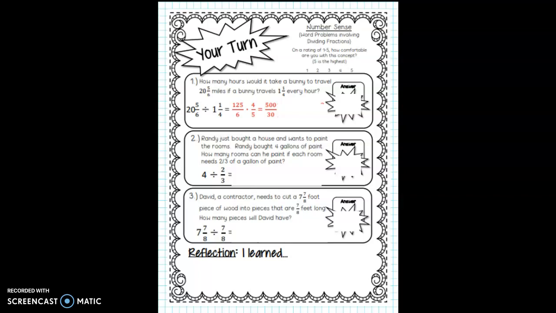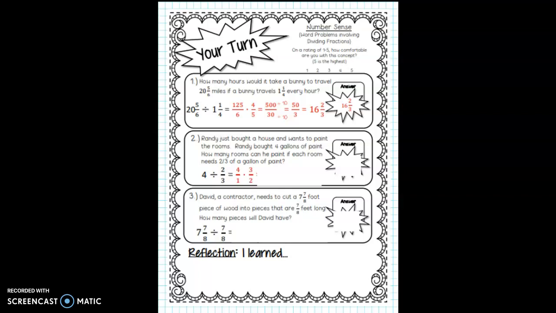I can right off the bat see I can cancel out the 2 zeros on the ends because it's divisible by 10. This gives me 50 over 3. How many 3's can I get out of 50? I'm going to do 50 divided by 3. I can get 16 sets of 3 with 2 pieces left over. So it will take a bunny 16 2/3 hours to travel 20 5/6 miles.